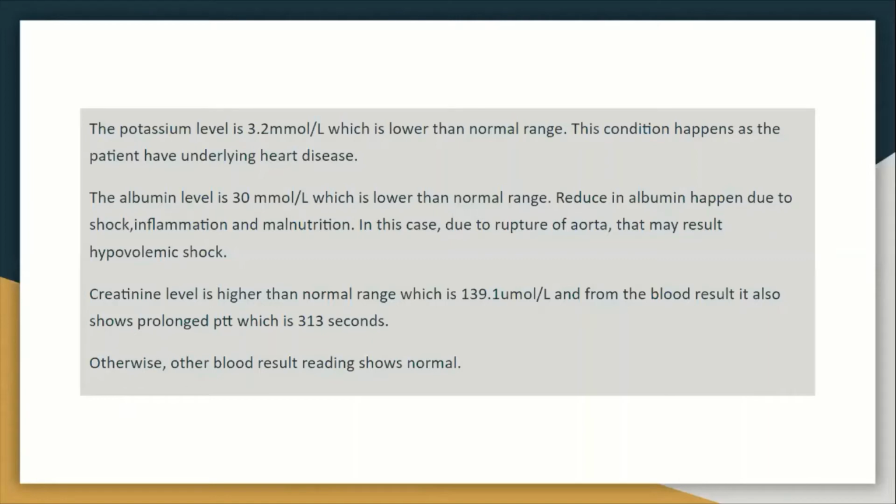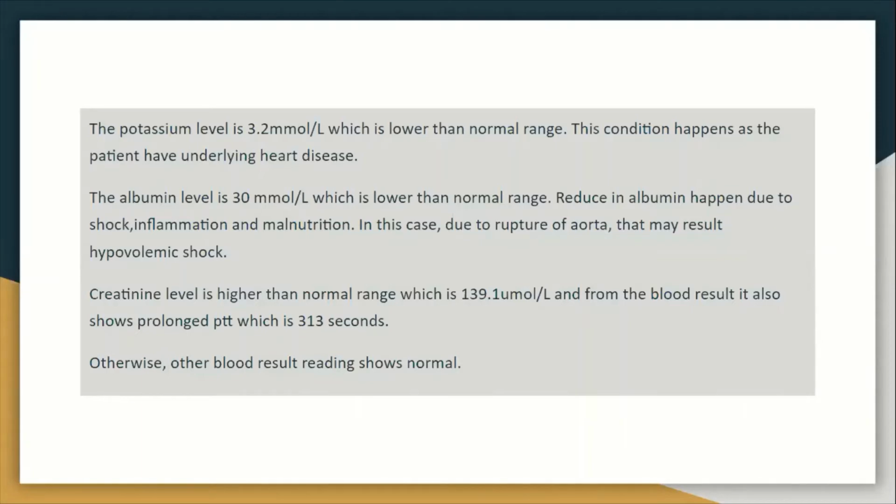The albumin level is 30, which is lower than the normal range. The reduction in albumin happened due to shock, inflammation, and malnutrition. In this case, due to rupture of the aorta, the patient may develop hypovolemic shock.